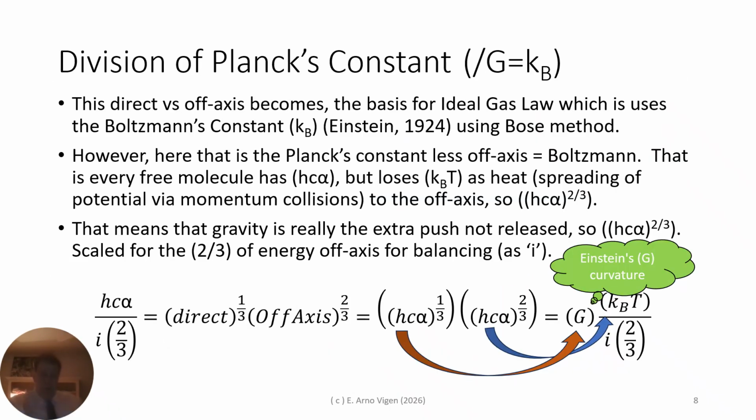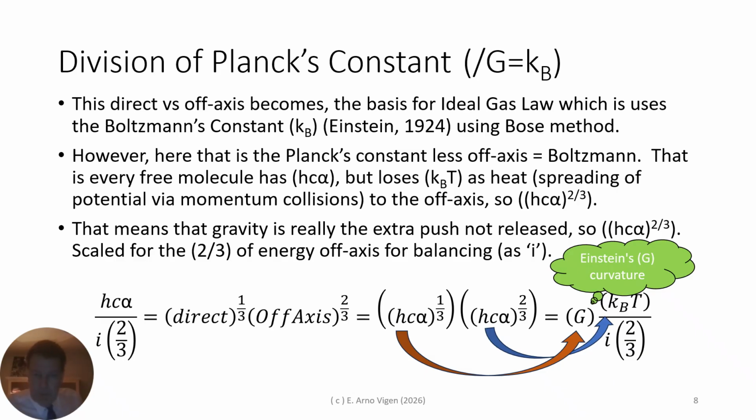So what happens is Planck's constant over here at the left gets derived versus those invisible off-axis relays, so 2/3 the energy, okay? So that becomes the directed cube root, the offset at the 2/3 group, and so we take HC alpha at the 1/3 and HC alpha at the 2/3, but the HC alpha at the 1/3 is gravity, and the HC alpha at the 2/3 is Boltzmann's constant.